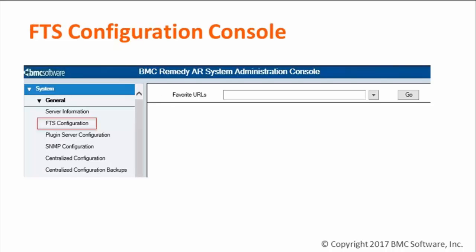You can access the FTS configuration form from the server admin console. Simply go to System, General, and the FTS configuration.